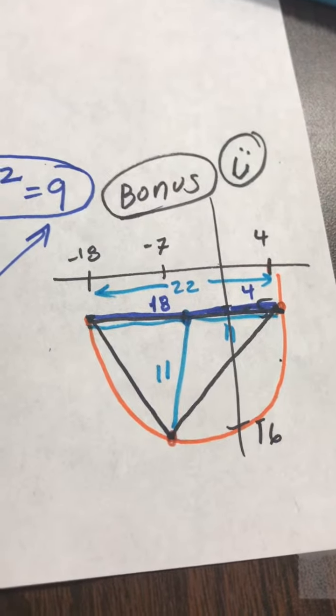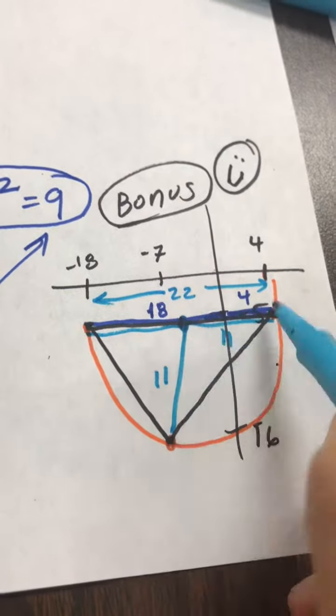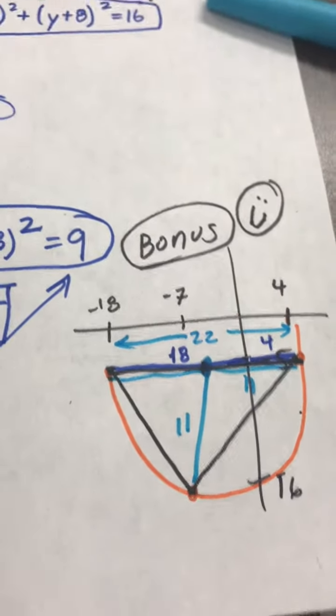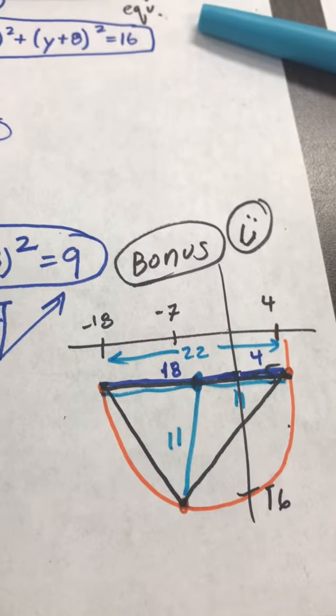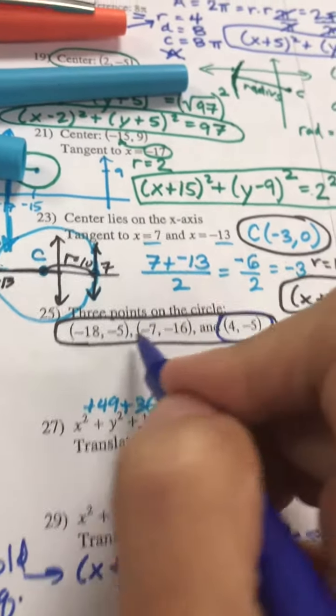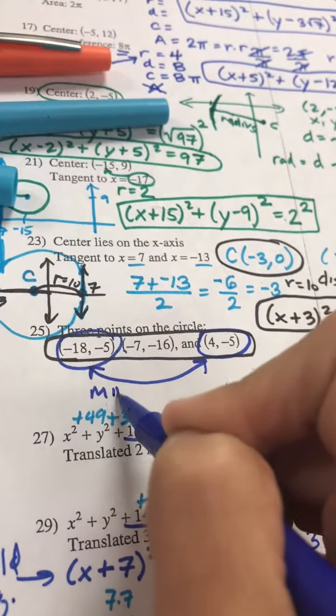Make sense? So if my radius was 11, and my center was right here, I've got to figure out where my center is. My hunch is that these 2 points are actually the edges of a diameter, these 2 points right here. And so I'm going to try to figure out the middle of this using our midpoint formula.